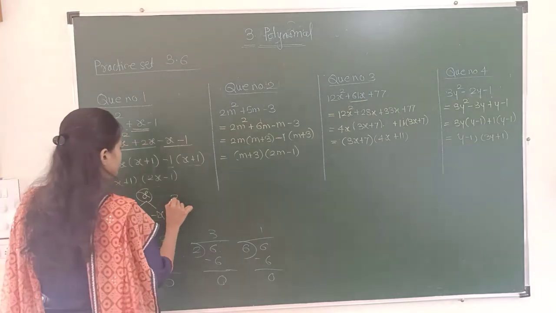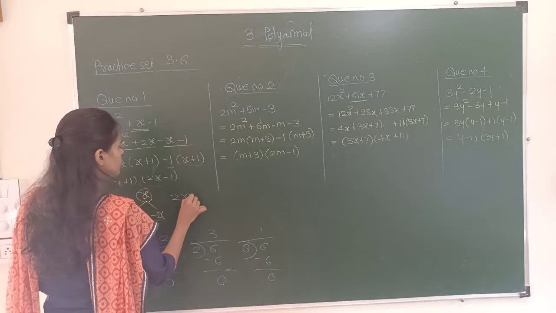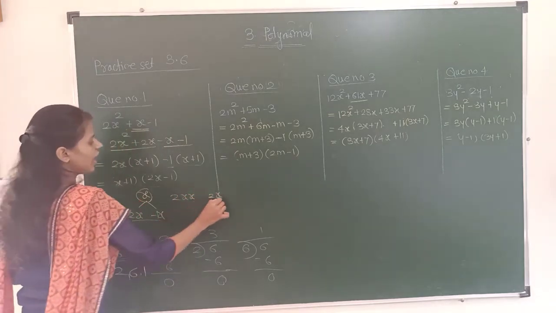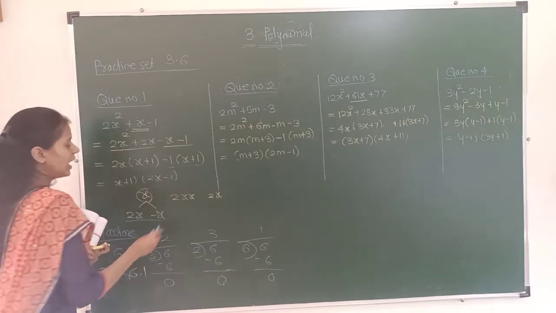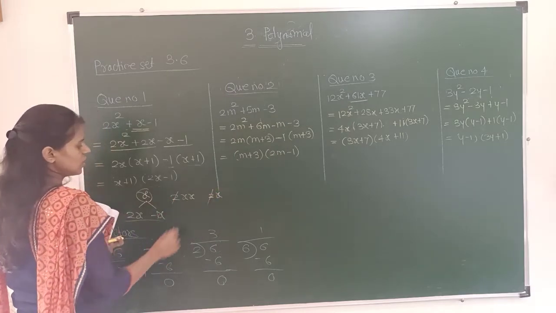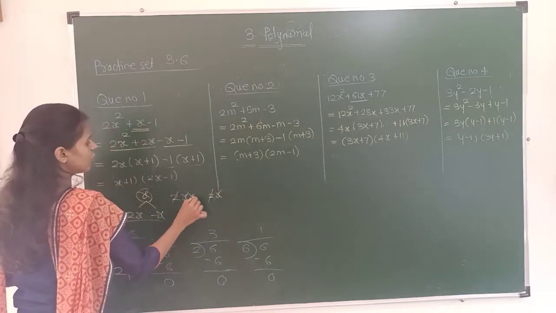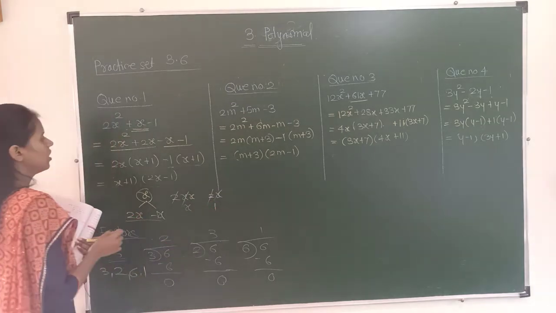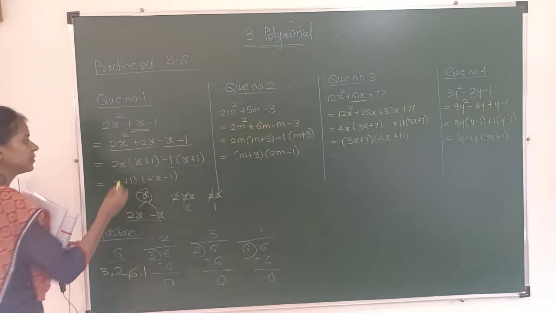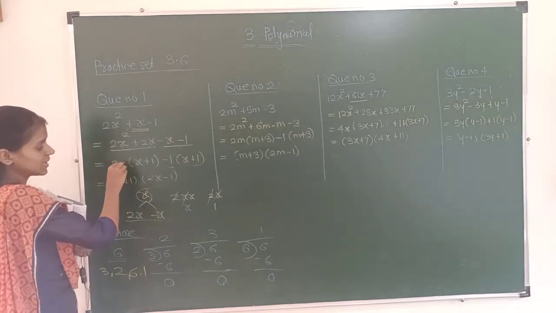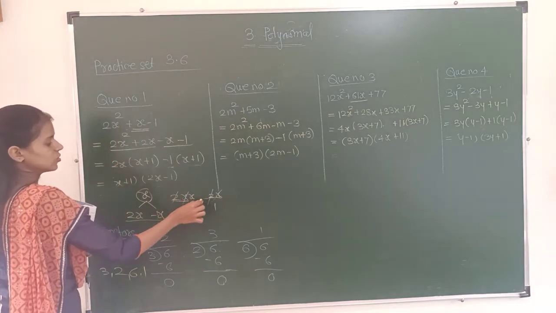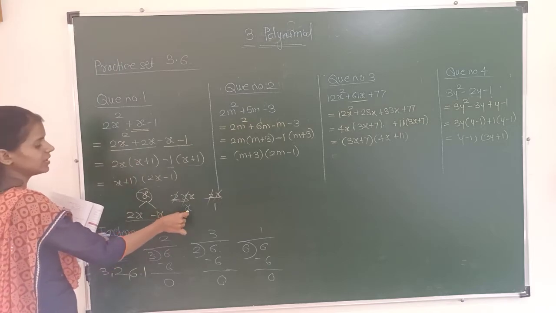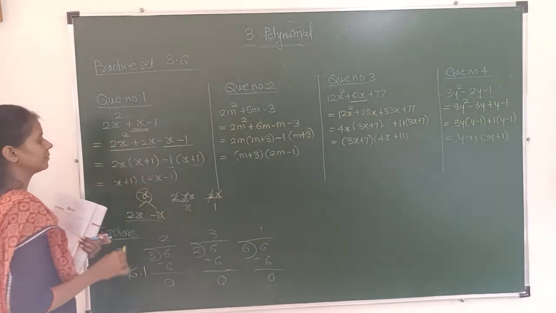Okay, I will write 2x raised to 2 as 2x·x, and this is 2x. Now we have to take the common factor from that: this 2 and this 2, this x and this x. Then what is remaining? Here the remaining term is x and here is nothing, that is 1. So what we will write? 2x, we are taking 2x in common. Okay, this 2x and this 2x. So 2x in common, in the bracket we will write the remaining terms, x plus 1.